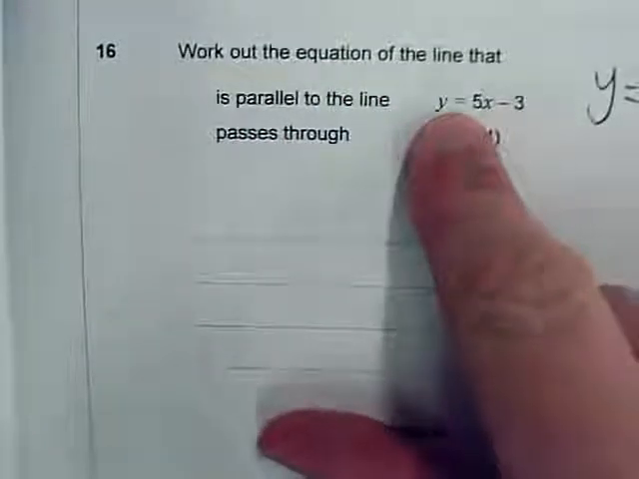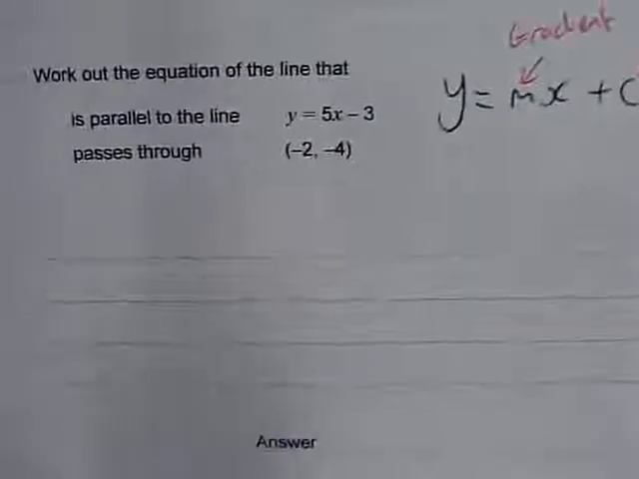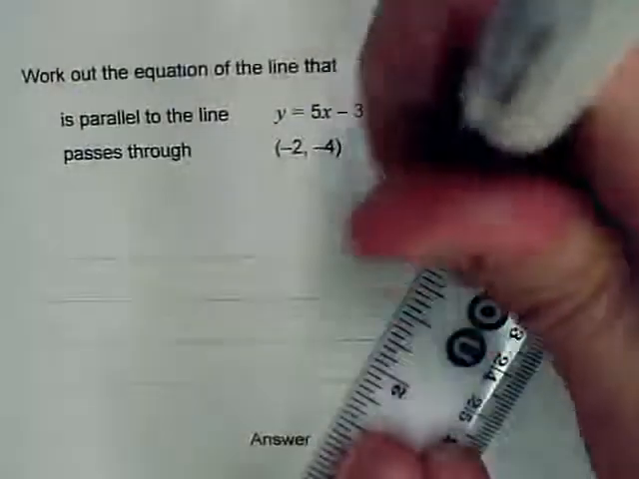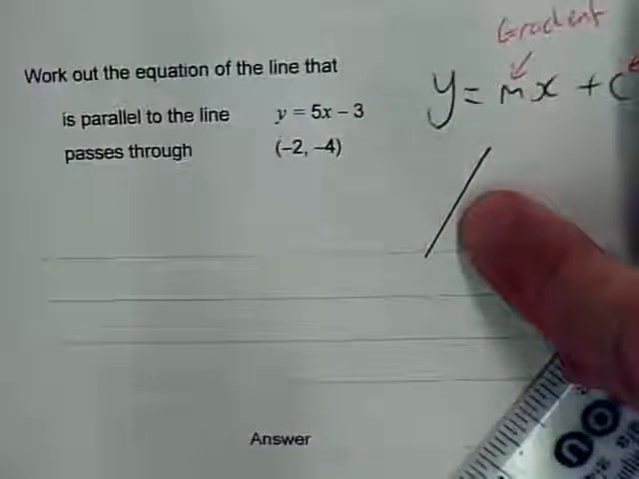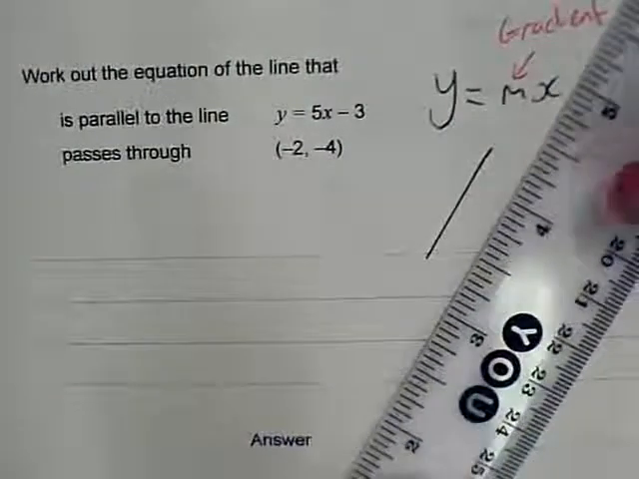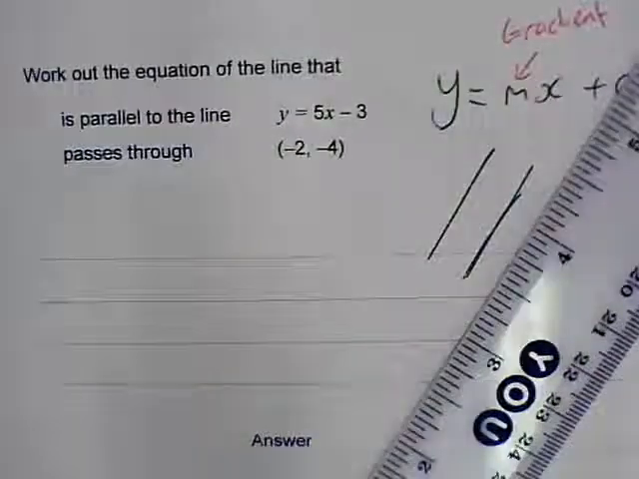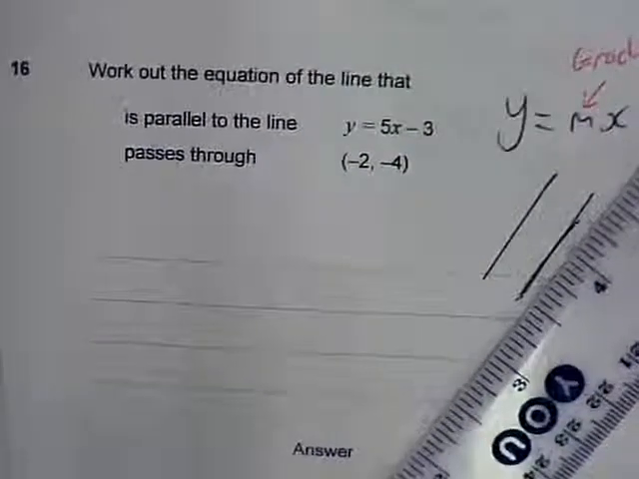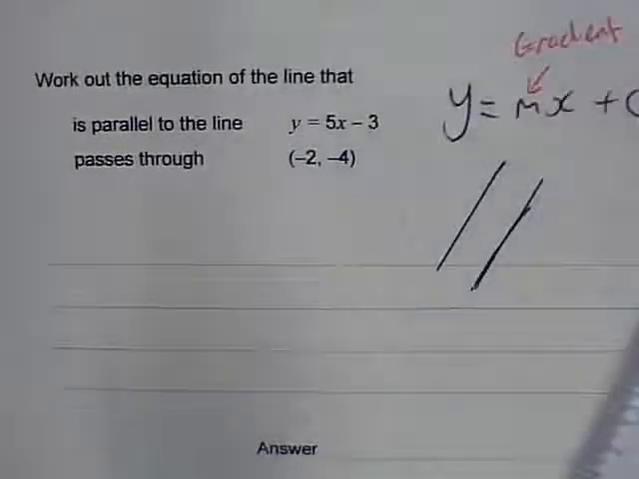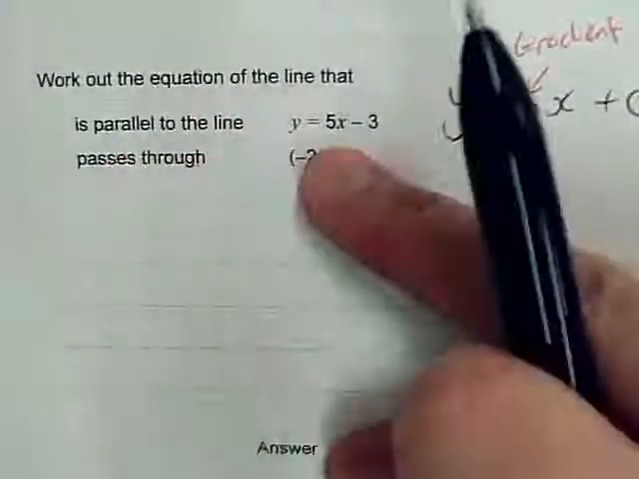Now, in the question it says that the line we want is parallel to this line, and what we need to appreciate is that parallel means that it has the same gradient. If I drew a line and said that that line had a gradient of 5, my parallel line would also need to have a gradient of 5. If it had a gradient of 6, for example, it would be steeper, and then they wouldn't be parallel. So I know my gradient has to be 5 because it's parallel.